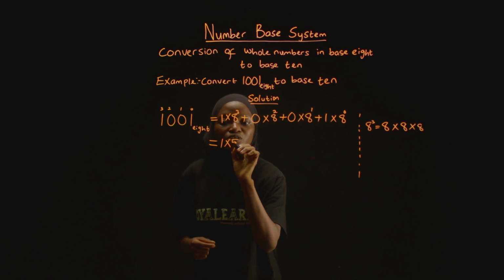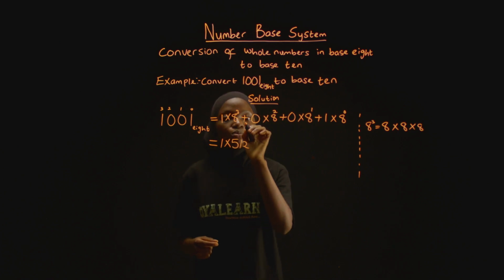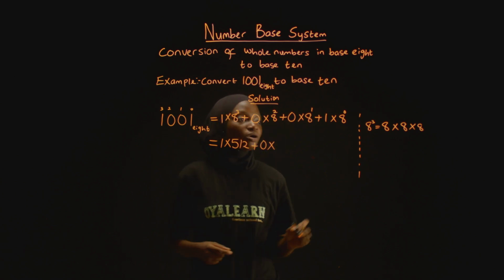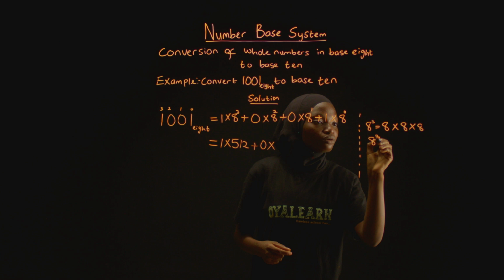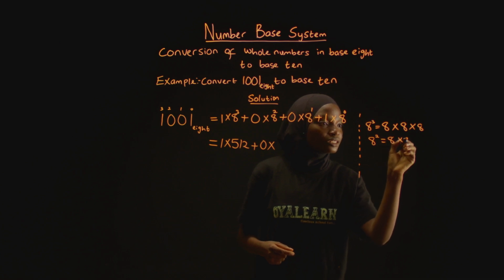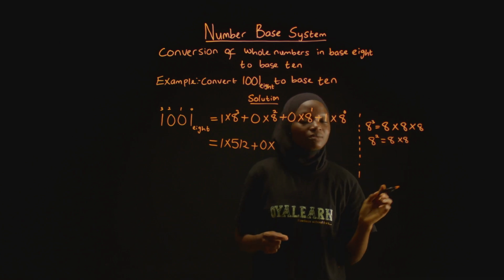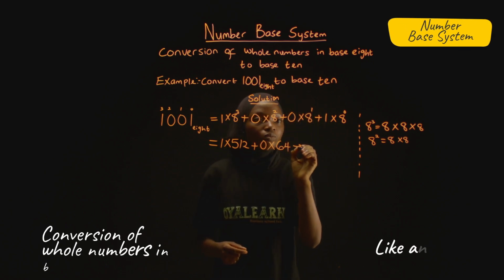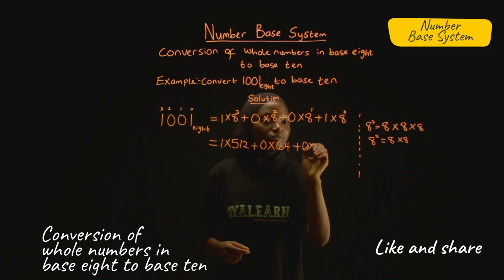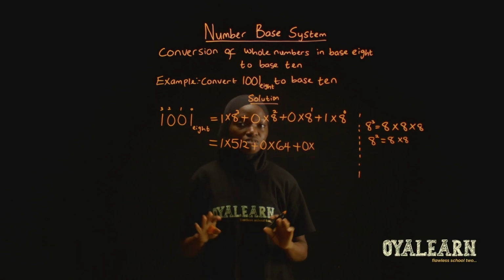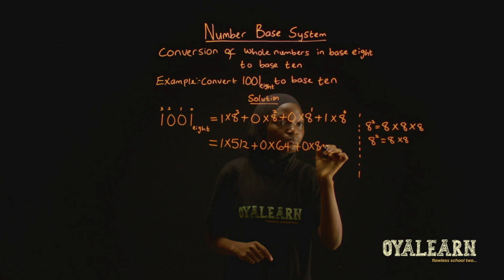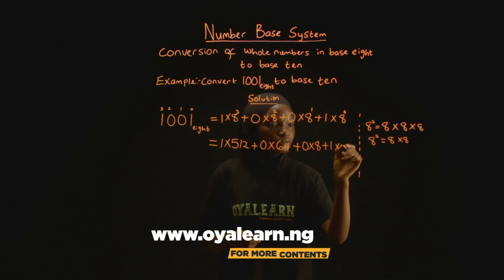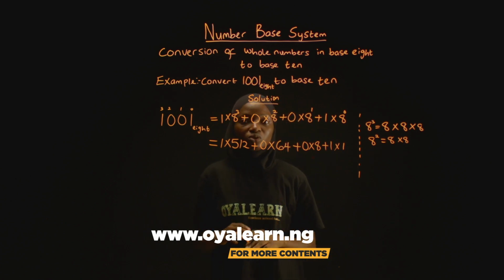So we have 8 raised to the power 3 as 512, plus 0 multiplied by 8 raised to the power of 2. 8 raised to the power of 2 means 8 times 8, 1, 2, 2 places. And 8 times 8 is 64. So we have 64 here, plus 0 times 8 raised to the power of 1, that gives us 8, plus 1 times 8 raised to the power of 0, that is 1, because anything raised to the power of 0 gives us 1.